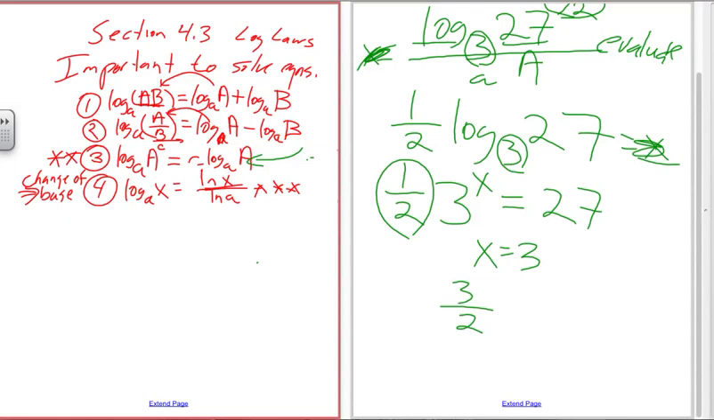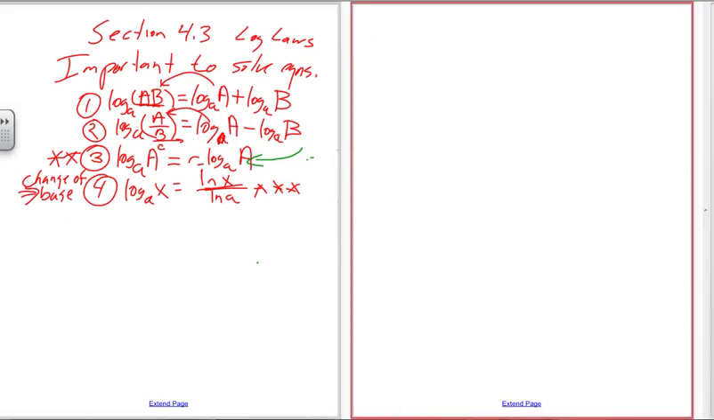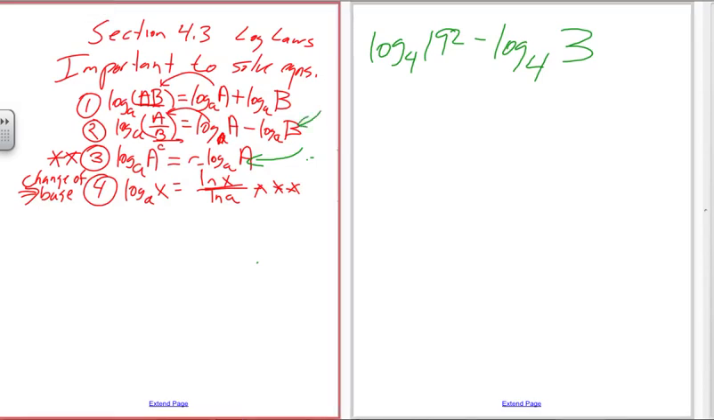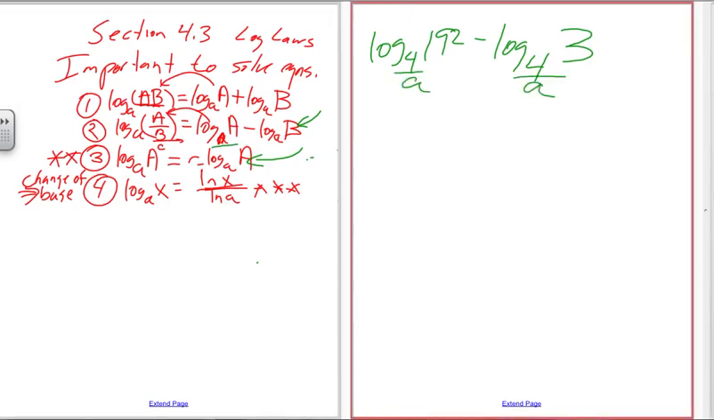Okay, let's work another one. They're asking you to simplify these. Log base 4 of 192 minus log base 4 of 3. All right, now you notice this looks like this side of this one, where this is little a. You notice they both have to be the same. This is capital A, and this is capital B.